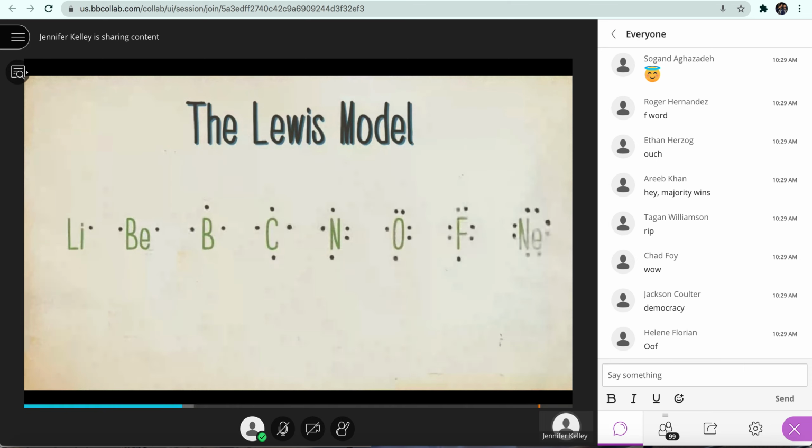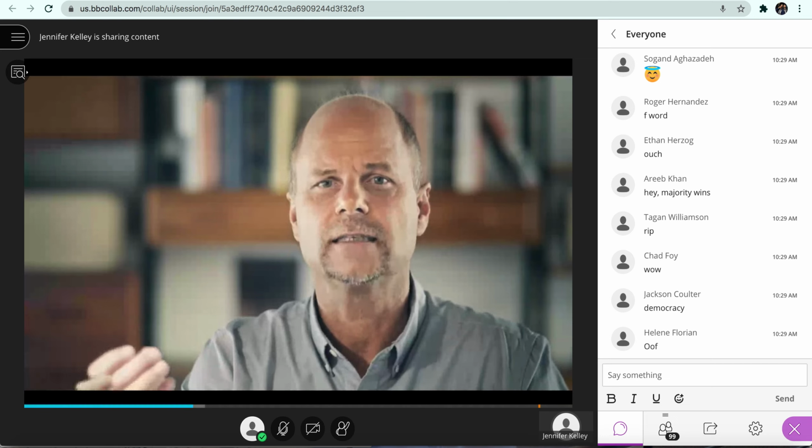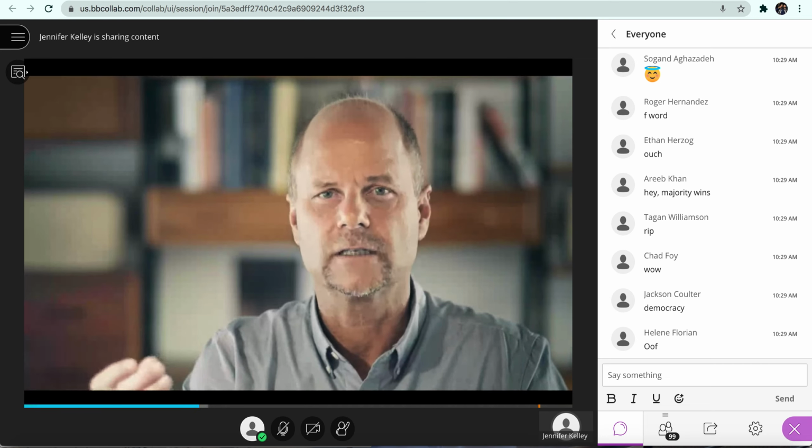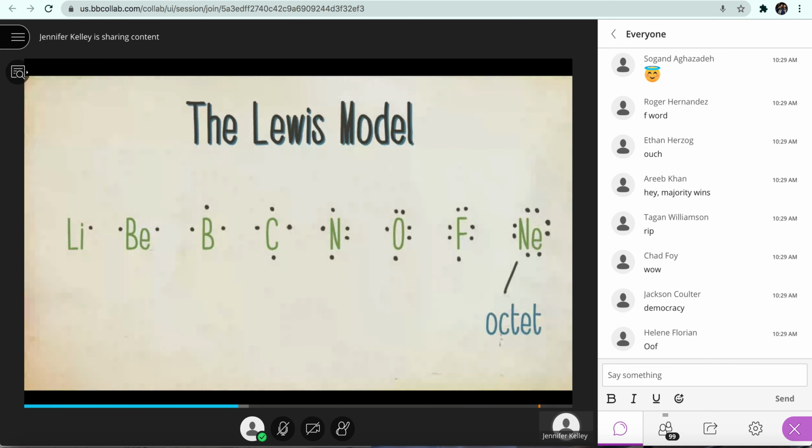The Lewis symbols for all the period 2 elements look like this. Notice that the number of dots is equal to the number of valence electrons for each element. Notice also that an atom with 8 valence electrons, which is a particularly stable electron configuration because it has a full outer principal level, is easily spotted because it has 8 dots, which is called an octet.